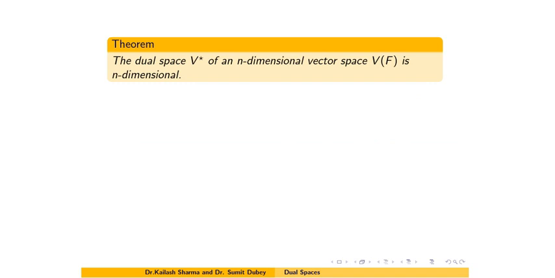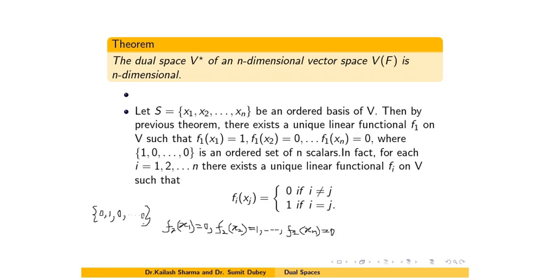Now let us come to the main theorem, which states that the dual space V* of an n-dimensional vector space V(F) is n-dimensional. Let us come to the proof of this theorem. Let S be the set containing vectors x1, x2, so on up to xn, and let it be an ordered basis of V.